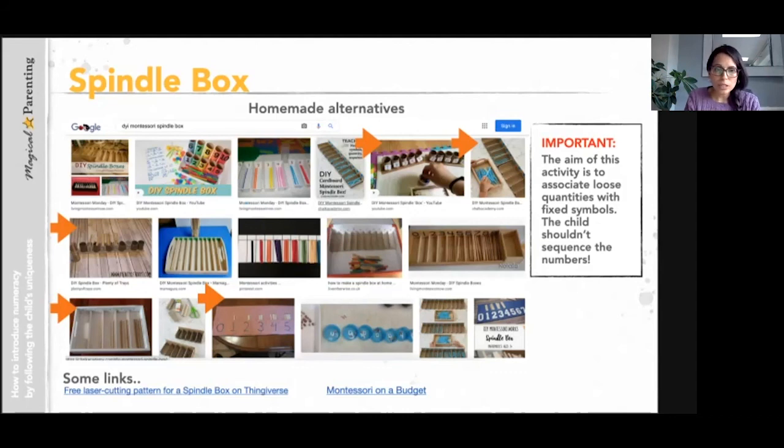So that's very important. For instance, this activity is not right because the little trays with the numbers are flexible, so you can move them. So that doesn't work.